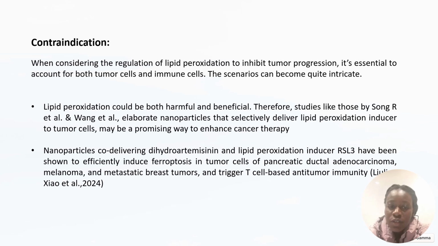Now, nanoparticles co-delivering dihydroartemisinin and lipid peroxidation inducer RSL3 have been shown to efficiently induce ferroptosis in tumor cells of pancreatic ductal adenocarcinoma, melanoma, and metastatic breast tumors and trigger T-cell-based anti-tumor immunity. This was elaborated in a study by Liu Ling Xiao in 2024.